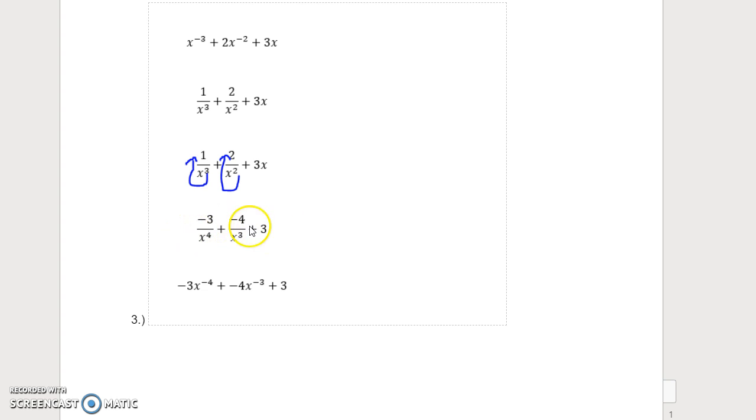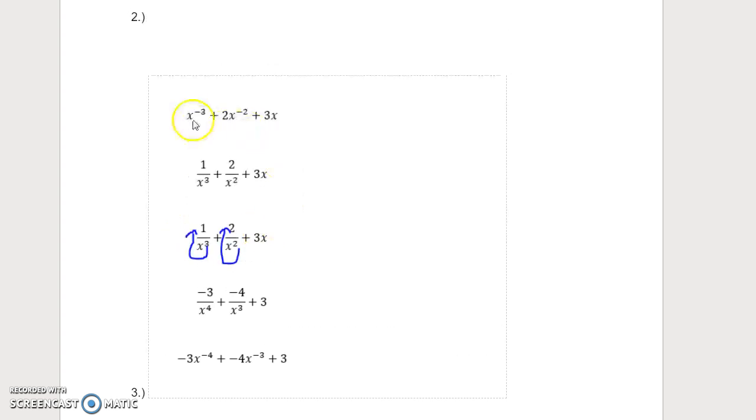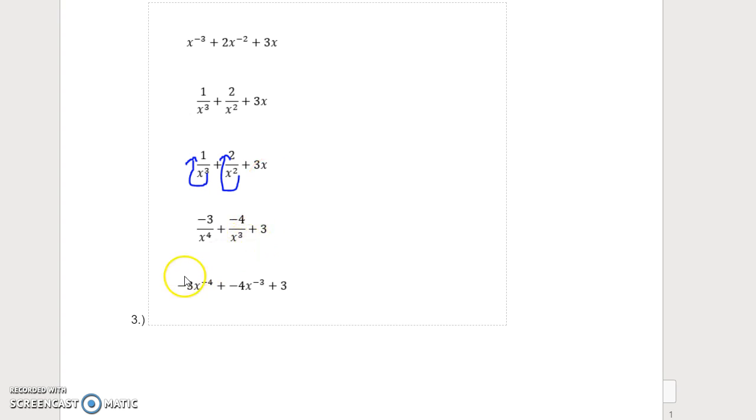So here we have this final equation. But because it was given to us in this form, that means that we should bring it back to the original form. So this answer here is equivalent to this answer. It just looks a little bit nicer. So we have negative 3 over x to the fourth. It's just negative 3 times x to the negative fourth, plus negative 4 over x to the third, which is the same as negative 4 times x to the negative third, plus 3. That's all there is to it.